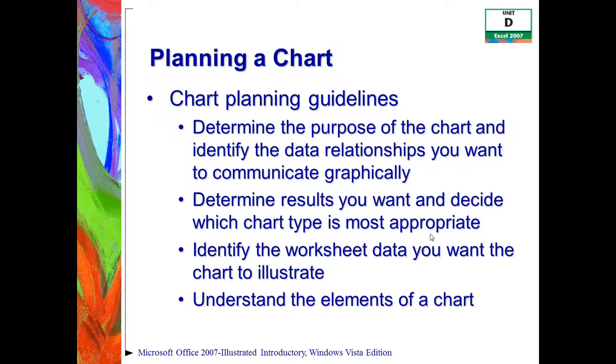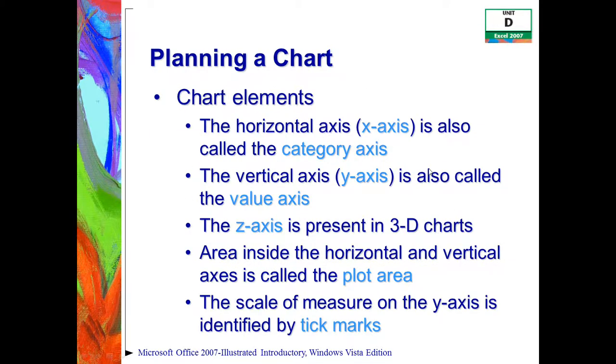And finally, you need to understand the elements of a chart. Some of these chart elements are, first of all, the horizontal axis, which we call the x-axis, and we also call that the category axis. That axis runs from side to side. The vertical axis is the one that runs straight up and down. That's what we call the y-axis, and we typically call that the value axis in Excel.